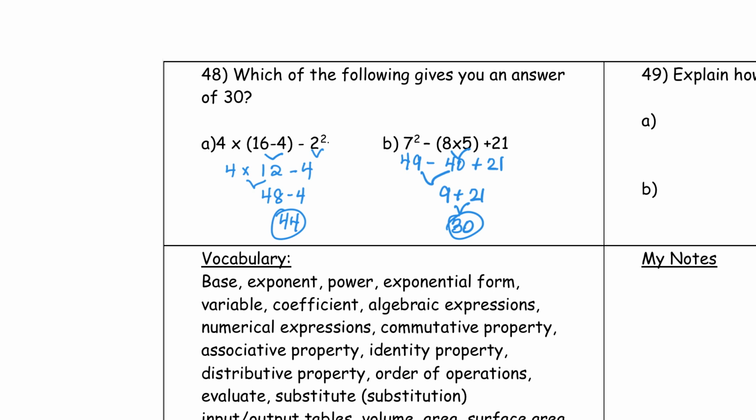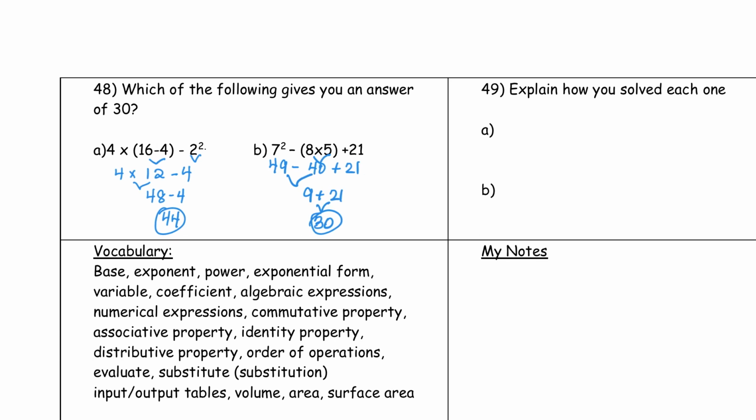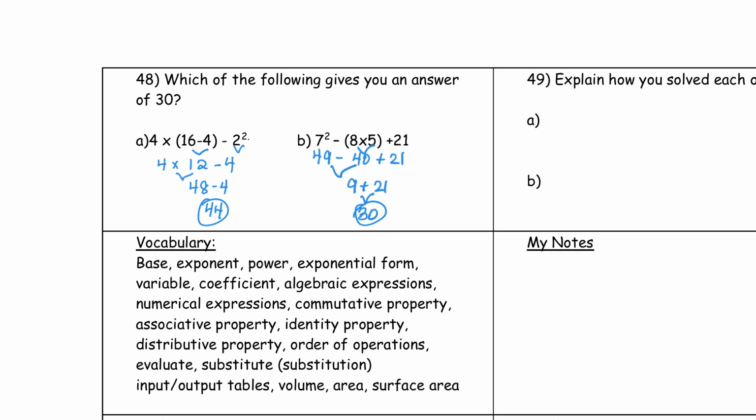On the next page, top of the page, number 48, which of the following gives you an answer of 30? This is a great question. Hint, hint, you will see something similar to this on your upcoming assessment. So make sure you follow the order of operations correctly, and you can see the correct answer was B. And for this one, you could go through the process of how you solved each one using the order of operations.